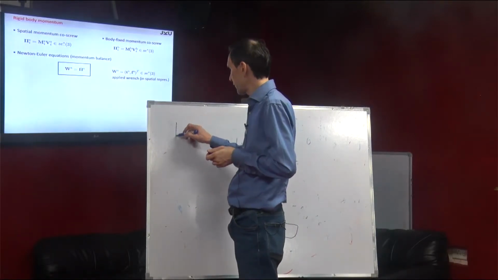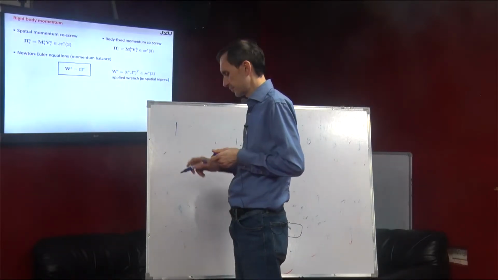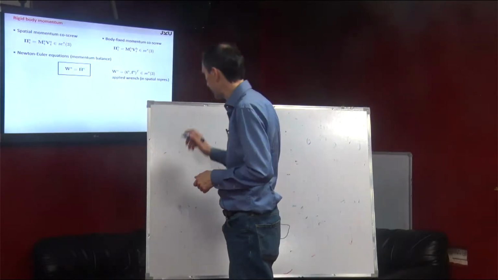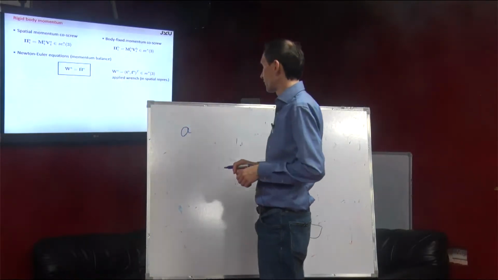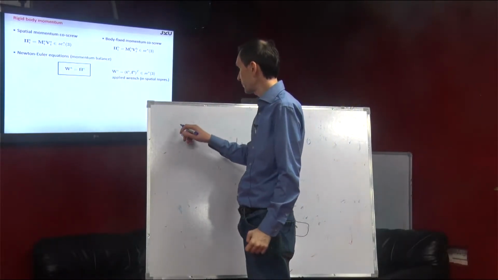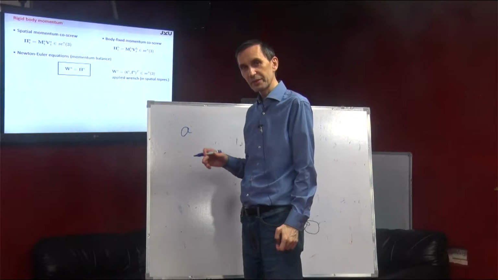So let's say we have a general vector, let's say A. So A is expressed in what? The body fixed frame? Inertial frame? Which one do you like?